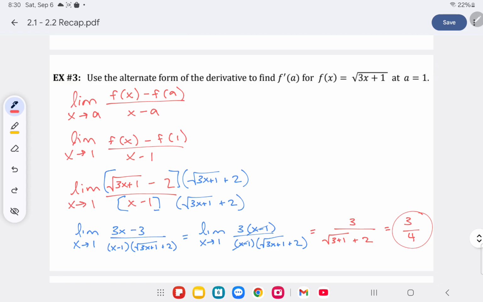So recapping again, what we just found was that the derivative at a particular point, so this is not a derivative function, this is the derivative at a particular point, at 1, is 3/4. Or what that means is the slope of the tangent line at x equals 1 is 3/4. Or the instantaneous rate of change at x equals 1 is 3/4. All those mean the same thing.